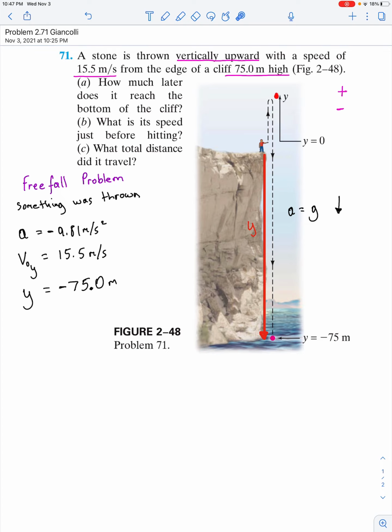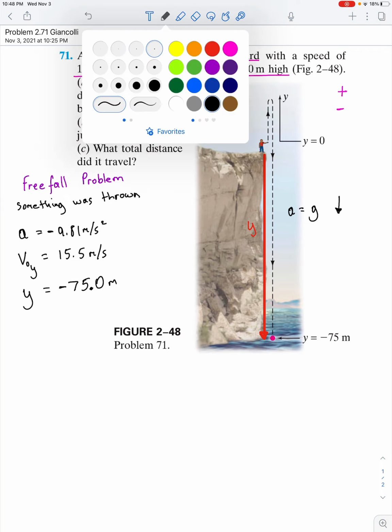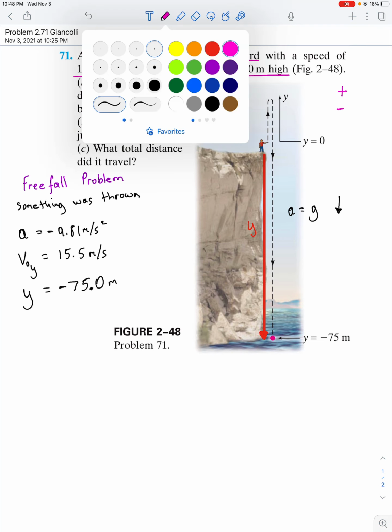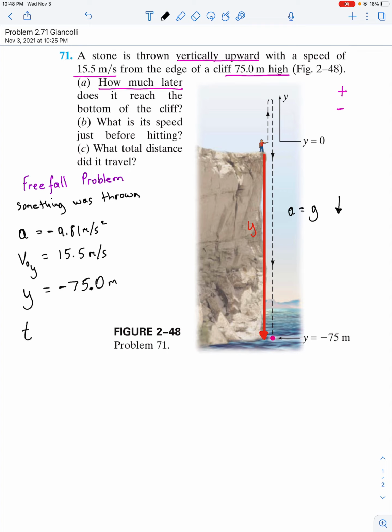So if you're talking about a free fall thing, I know you see the dashed lines here, but the dashed lines there are trying to confuse you to some degree. The equations of motion use displacement, I should say. So this is what we have. You have to put that negative sign there. So now it asks, how much later does it take? What does how much later mean? How much later just simply means time. So I'm looking for t.